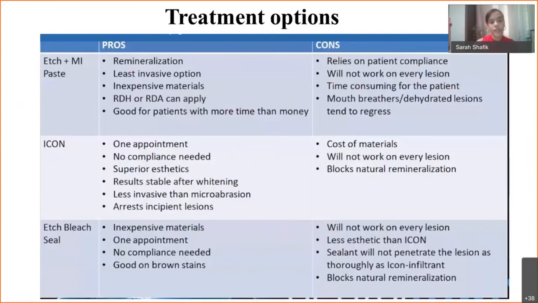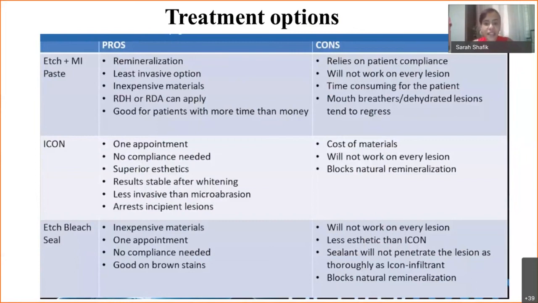Okay, so here's the pros and cons of each treatment. As for the MI paste, actually it remineralizes the tooth structure. You did not put any resin, you did not close the pores by any material. Actually, remineralization had occurred. It's the least invasive one, okay? It's so easy to be applied. Good for patients with more time and less money.